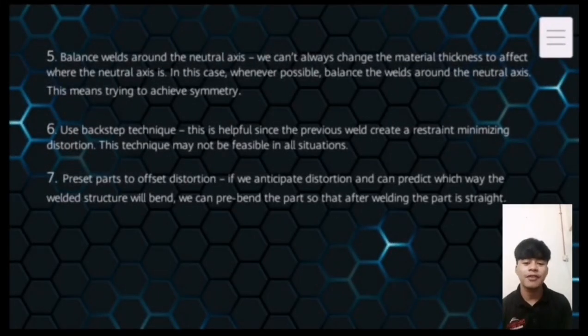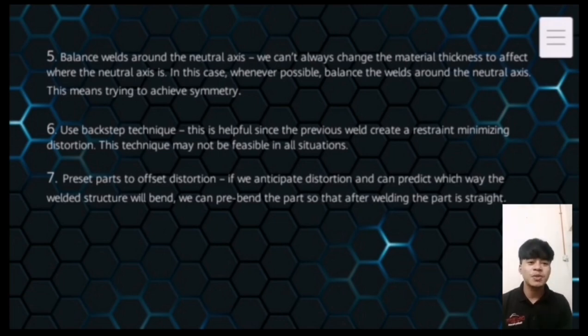Okay, number five, balance welds around the neutral axis. We can always change the material thickness to affect where the neutral axis is. In that case, whenever possible, balance the welds around the neutral axis. This means trying to achieve symmetry.